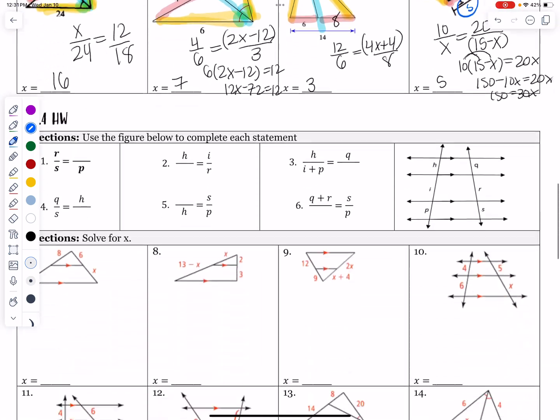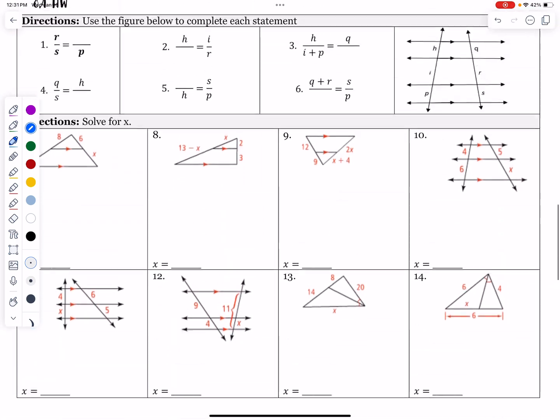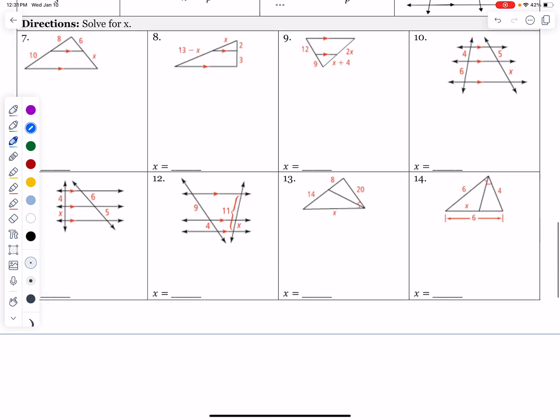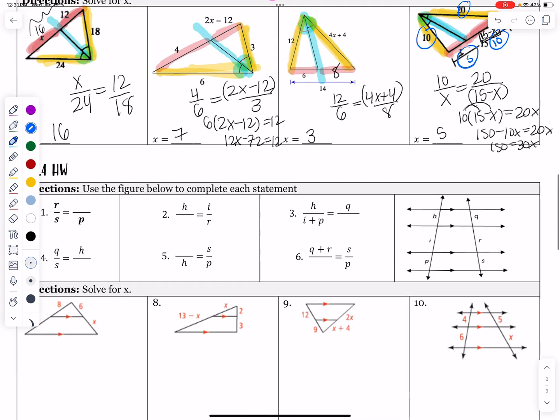So here is your 8.4 homework. We've got triangles, parallel lines, setting up proportions, and actually solving them for missing pieces.